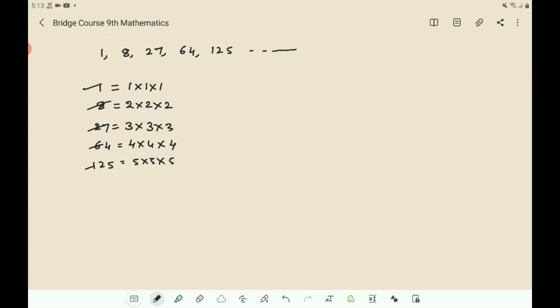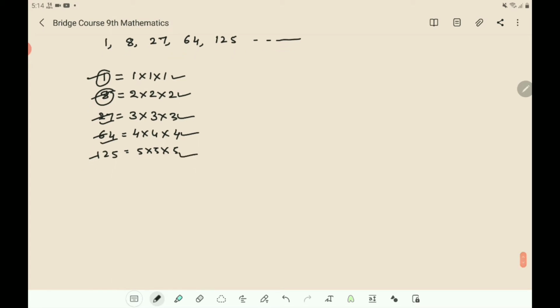Then what is a cube number? A number obtained when a number is multiplied by itself 3 times is known as a cube number. When 1 is multiplied by itself 3 times, we get the cube number 1. When 2 is multiplied by itself 3 times, we get the cube number 8. When 3 is multiplied by itself, we get 27. When 4 is multiplied by itself 3 times, we get 64. And when 5 is multiplied by itself 3 times, we get 125.